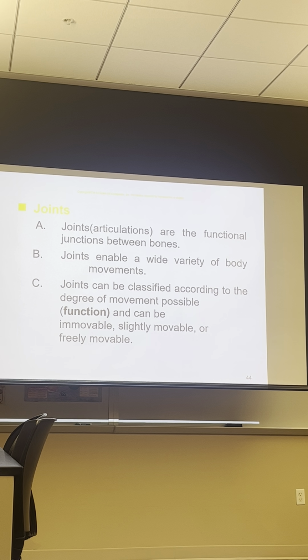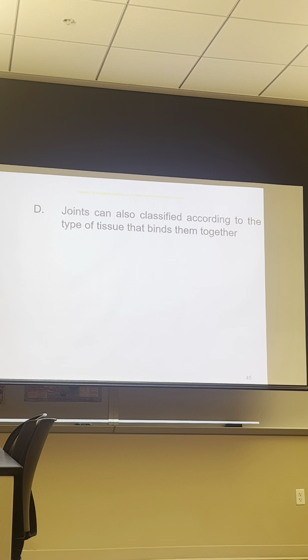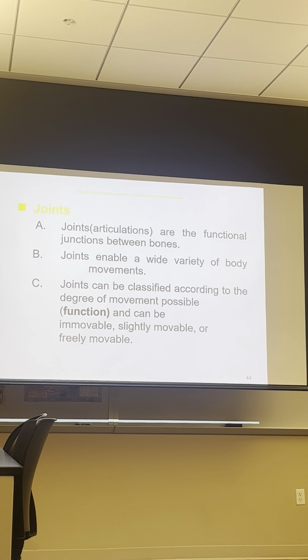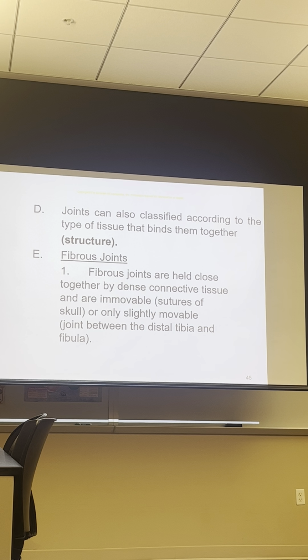Okay, let's talk about joints real quick and then we will wrap up. A joint is the junction or articulation of any two bones. We can move not at all, some, or quite a bit. So we have immovable, slightly movable, or freely movable. Fibrous joints would be those immovable joints.